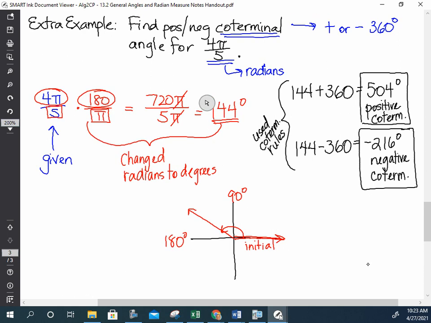So in that problem, we did all three things that we learned today in class: coterminal angles, changing from radians to degrees, and degrees to radians. You got yourself a little bit of a taste of all three parts. Any questions before we wrap up class?